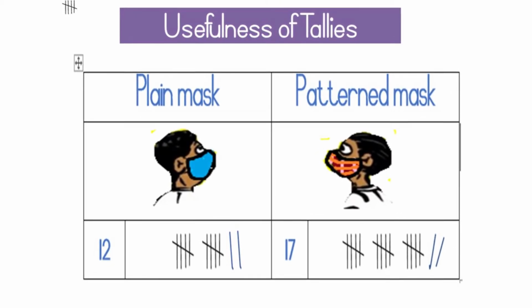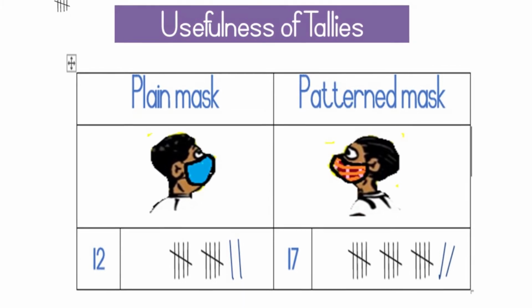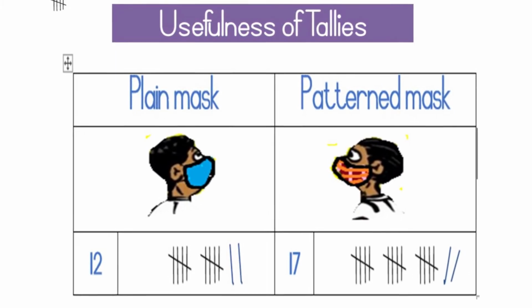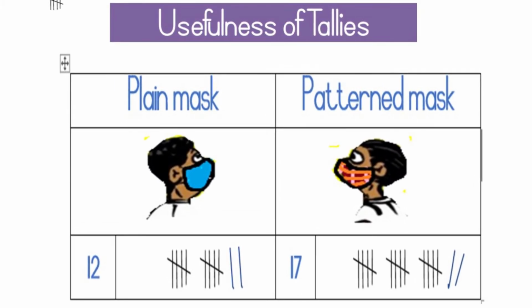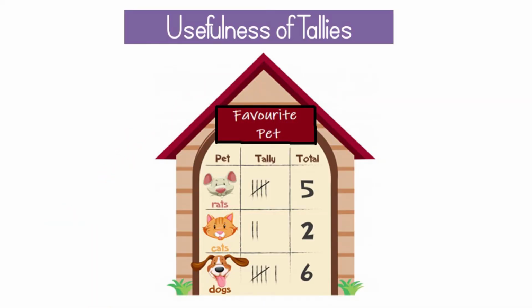Tally marks help to count the frequency of the occurrence of something. In other words, the tally marks show the number of times an object or data is repeated. For example, how many children in the class are wearing plain masks versus masks with patterns on them. It is used for record keeping, example sport codes, favorite fruit, pets, questions answered correctly, etc.